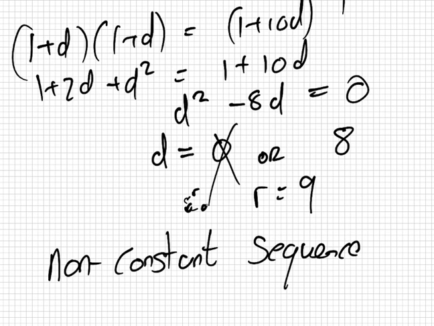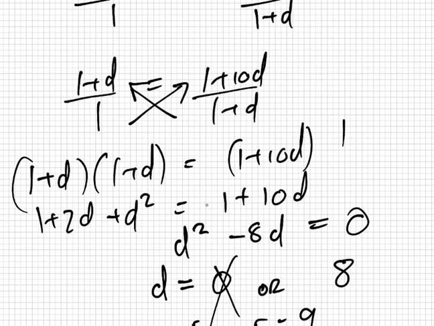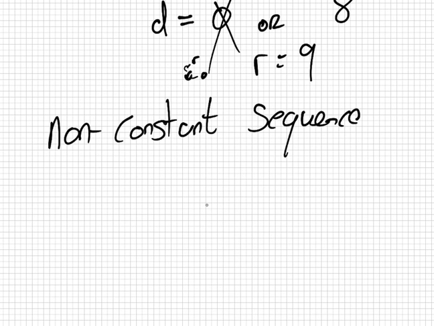True, yeah, but I've never seen that. If D is 0, it will still work in both ways. R will be 1, and still it would be the same. In other words, if you took D as 0, the answer would be 1, 1, 1, 1, 1, 1, 1, 1.